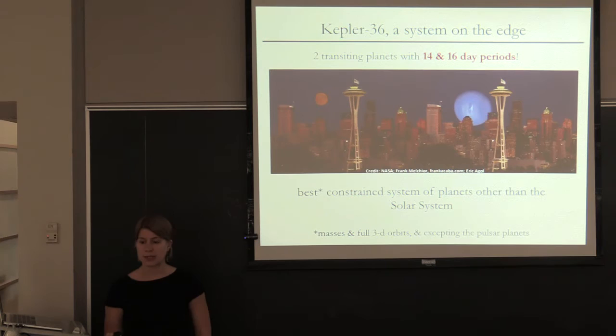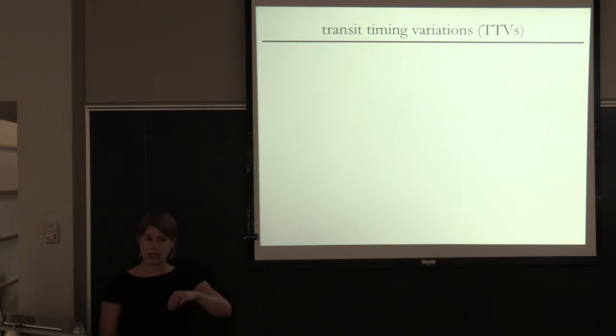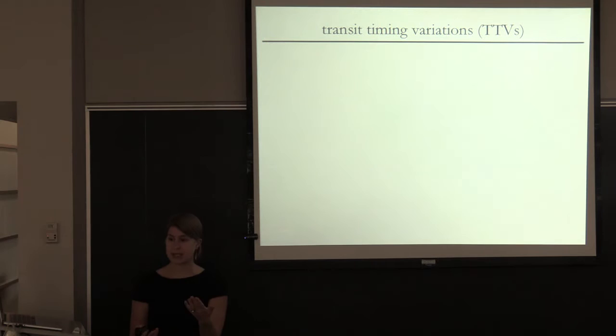And because these constraints are so exquisite, I'm just going to spend a really short amount of time describing how we arrive at them. The system is constrained via something called transit timing variations. The basic idea is that if you have a single planet in a system and it transits its host star, then that motion, because it's Keplerian, implies that the transits occur exactly periodically. But when you put in another planet, there are mutual gravitational interactions between the planets, and they cause the transit to sometimes come a bit earlier or a bit later than you'd expect.